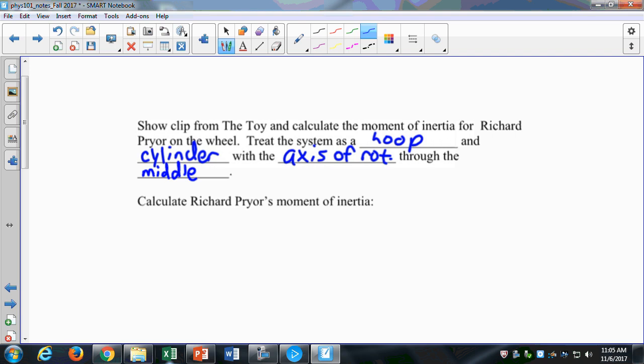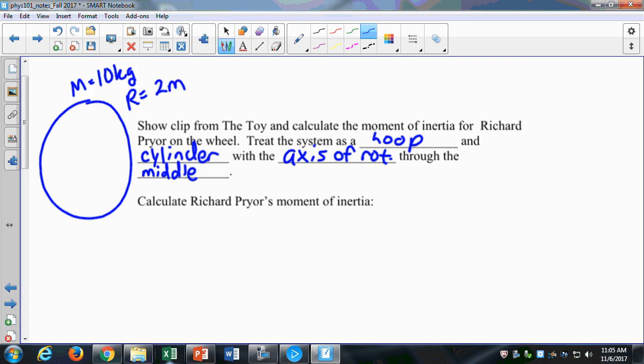So we're going to treat the system as a hoop and a cylinder with the axis of rotation through the middle. I'll draw a picture. So we're going to have our hoop. It'll have a certain mass. Let's say that the mass is 10 kilograms, and that its radius is, I don't know, 2 meters. It might be a little shorter or a little bigger, but let's just say 2 meters. And then we also have Richard Pryor with very long legs in the middle there. But we can approximate Richard Pryor as a cylinder, and we'll do that.